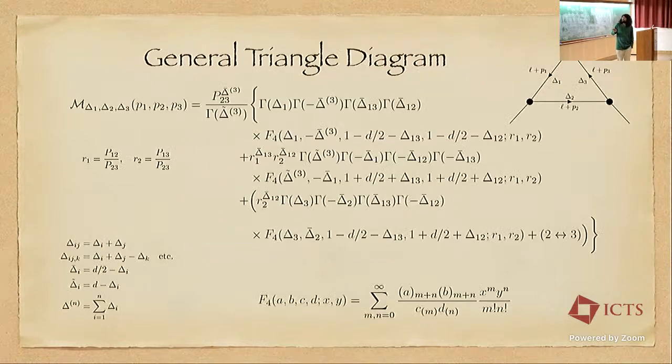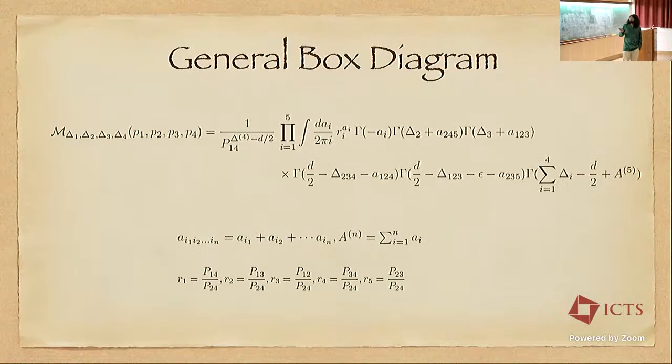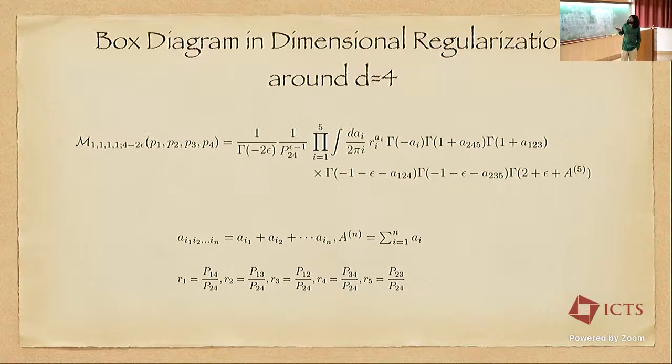And you can get the general triangle diagram out of the conformal box diagram, and that takes this form. You can go ahead and do it for the general box diagram from the conformal pentagon diagram, and you get this answer. Now you can do dim-reg with this answer. You can put d equal to 4 minus 2 epsilon, and you'll get something like this. You expand out in epsilon so that you get it to any order in the dim-reg parameter.